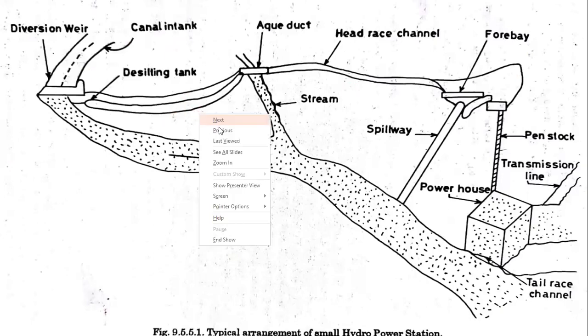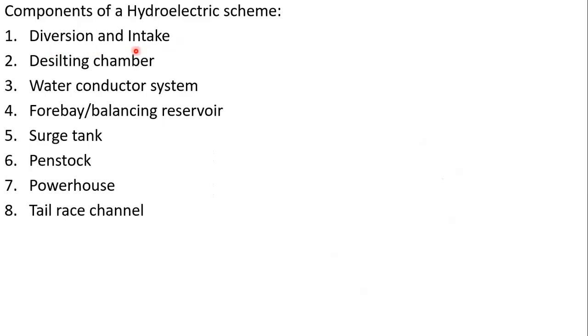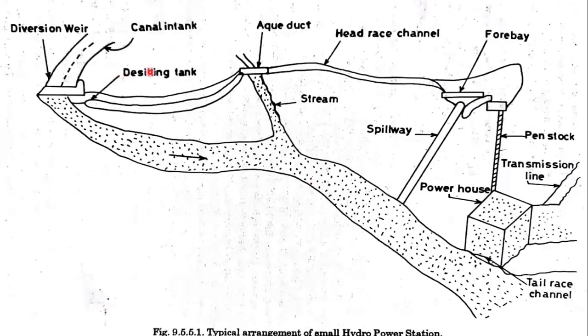So first one is diversion and intake. Second one is desilting chamber, this one, the desilting tank. And third one is the water conductor system, this one. And fourth one is forebay or balancing reservoir. And fifth one is surge tank. This is the forebay. Surge tank is not given here.